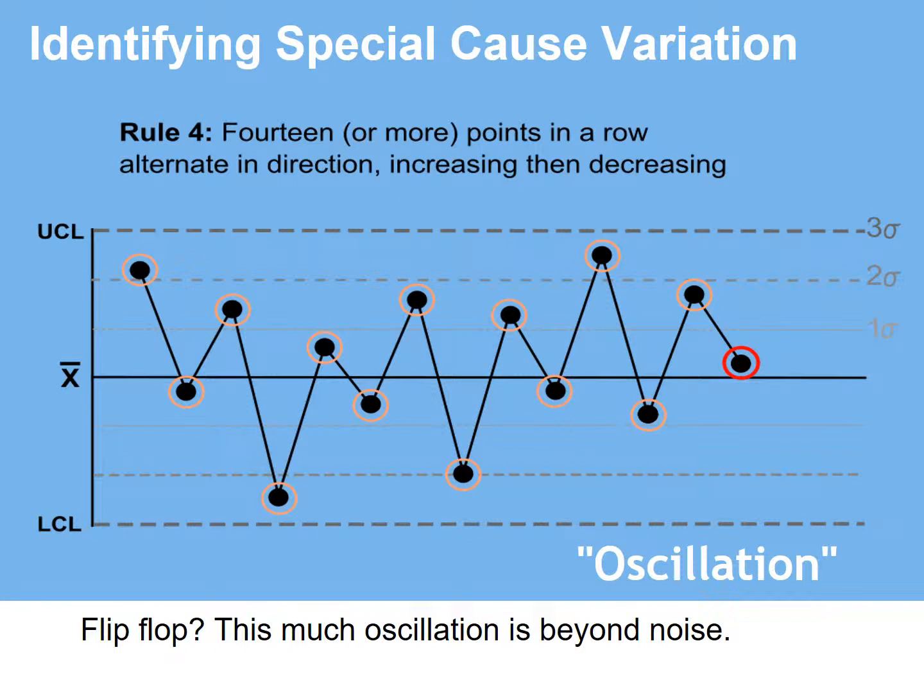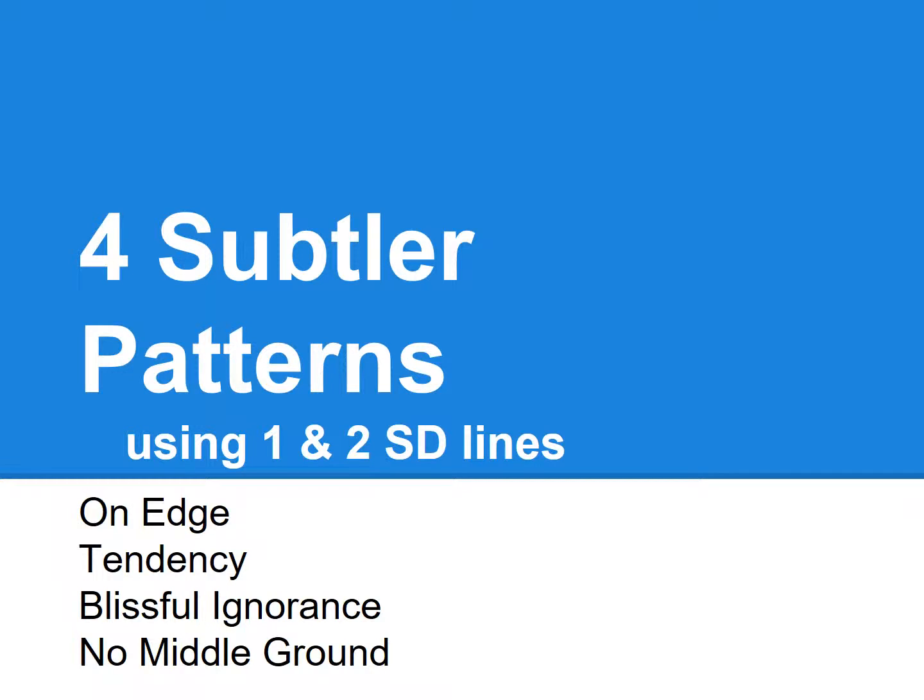The fourth rule we'll call oscillation. This is when 14 or more points in a row alternate in direction, up, down, up, down, up, down. In other words, no more than 2 points in a row ever create a trend in a single direction. This regular oscillation statistically is unlikely to be due to chance alone. And then there are 4 more rules which are a little more subtle. These use the standard deviation lines at 1 standard deviation and 2 standard deviations on either side of the mean.